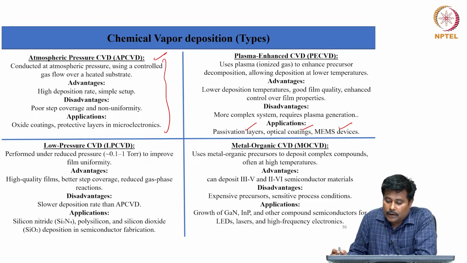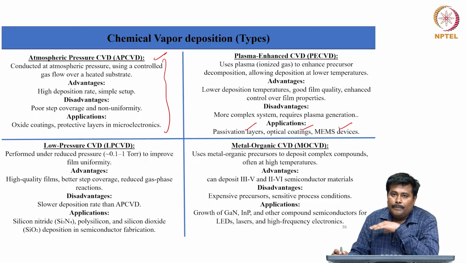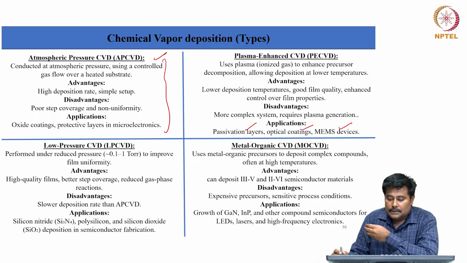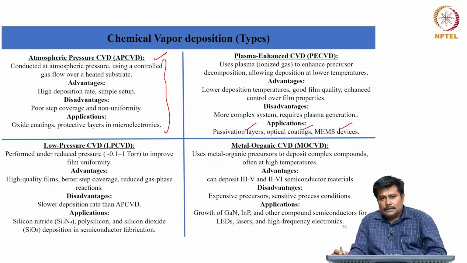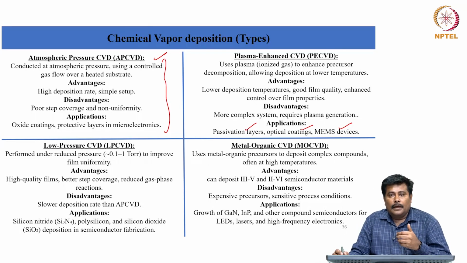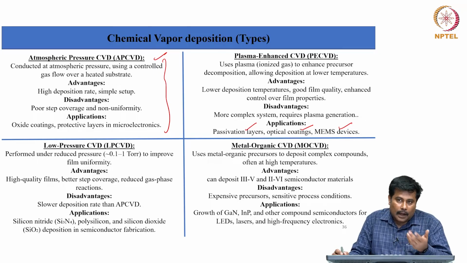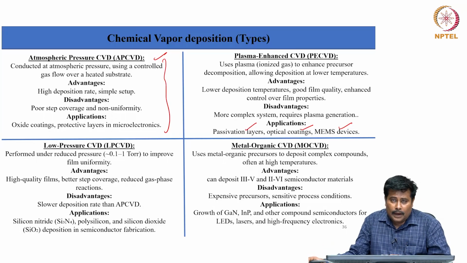Now, in the case of metal organic CVD, which we call MOCVD, metal organic precursors are used to deposit complex compounds, often at high temperatures. The major advantage is that it can deposit III-V and II-VI semiconductor materials. The major disadvantage is that the precursors are highly expensive, and it is highly sensitive to the process conditions. When we talk about applications, materials like gallium nitride, indium phosphide and other compound semiconductors for LEDs, lasers and high frequency devices are some of the key outcomes of this metal organic system.